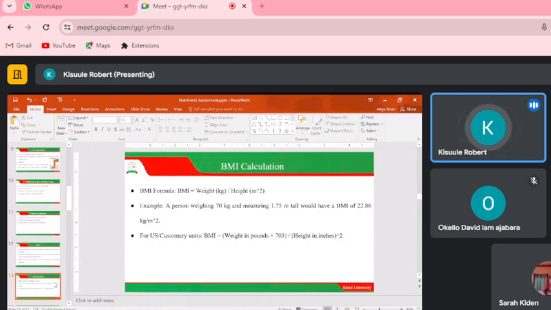For this, in most cases, this is the US customary units, but we mostly look at the kilograms. For us, we use kilograms divided by meters squared. So, is it okay if we give a small assignment for us?